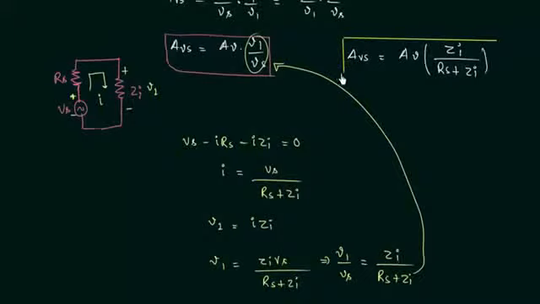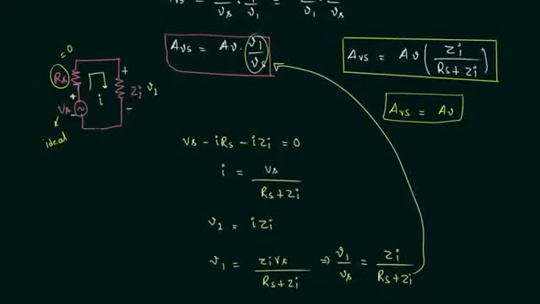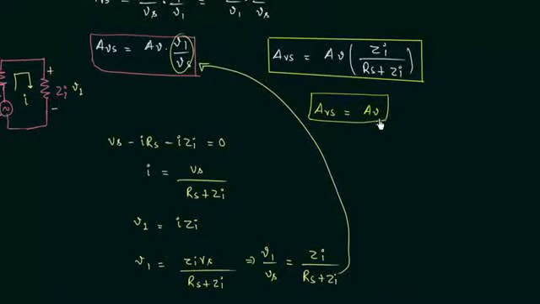And if we consider the case of ideal voltage source, this means Vs is ideal, then resistance Rs is equal to 0, and when this happens, the overall voltage gain is equal to the voltage gain. So this is a very important point to note down. The overall voltage gain is equal to the voltage gain when we have an ideal voltage source, because resistance Rs is equal to 0 in this case.